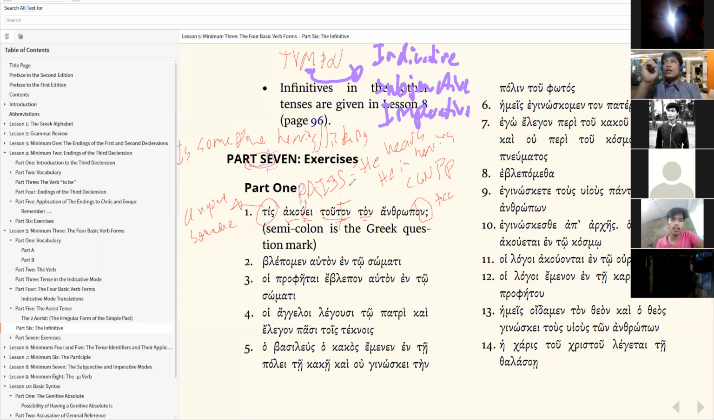This is accusative because of ton here, the ton. This is actually accusative. In one minute, we're going to end, so let me finish this. Touton, accusative. What is the gender? Masculine. The number, singular. Part of speech: this is a personal pronoun.